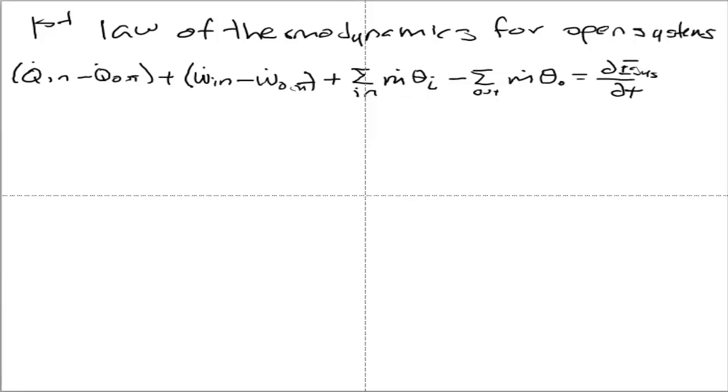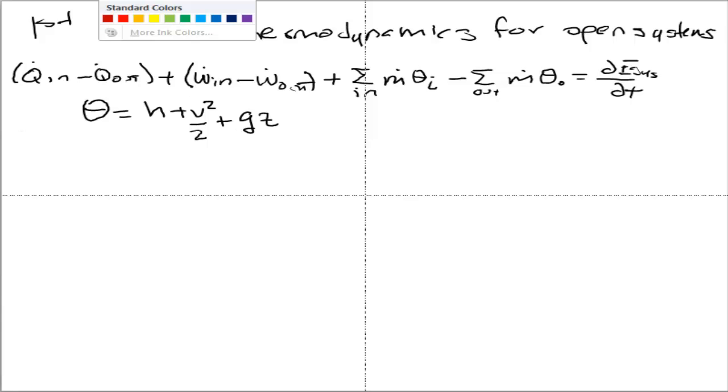All the heat interactions either in or out, plus the work interactions in and out, plus the mass flow in or out, times the associated energy that goes with this mass flow. It is equal to h, enthalpy, plus kinetic energy, V squared over 2, plus potential energy, gravity times Z. All of this equals the change of energy inside the system with respect to time.